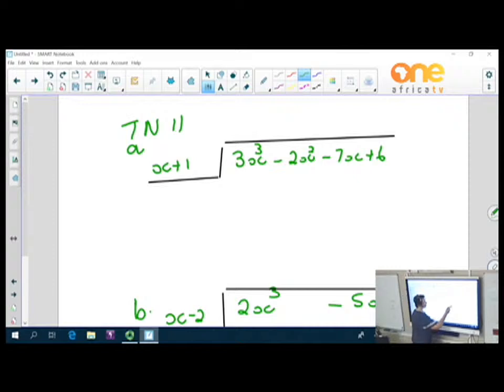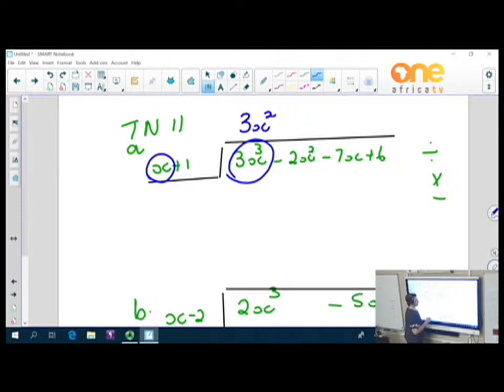Right, so what do we do? Divide, multiply, subtract. How many times will x divide into this number? And that will be 3x squared. Now you multiply, but we multiply each one.